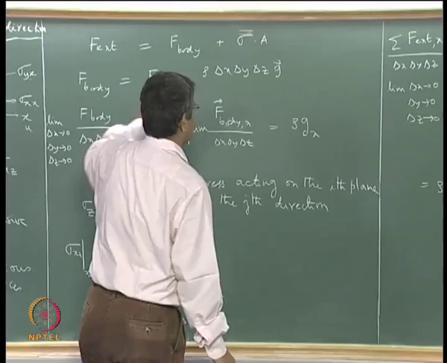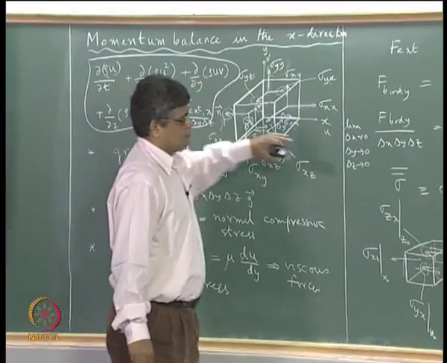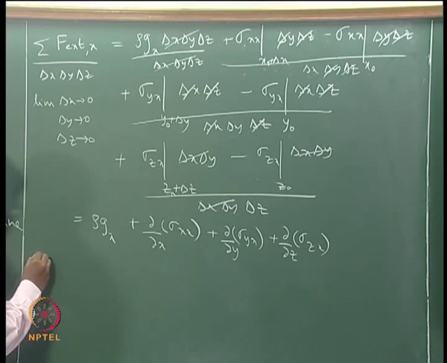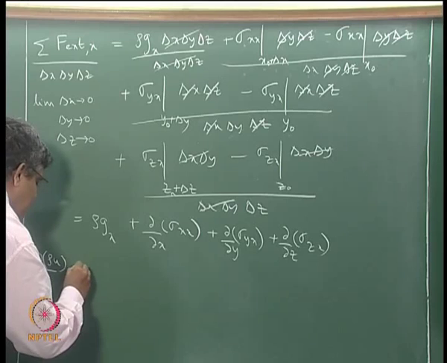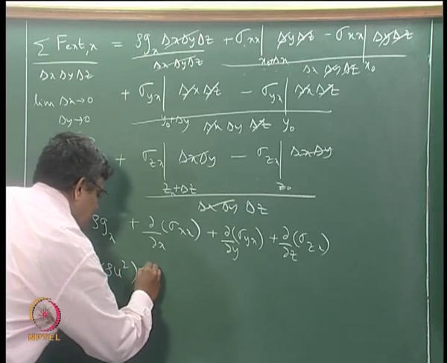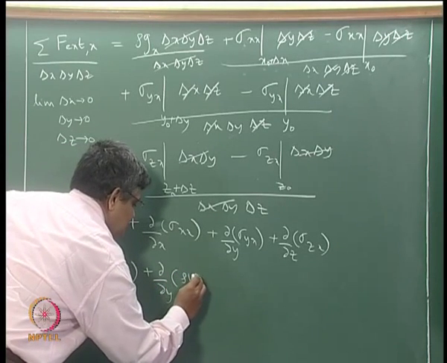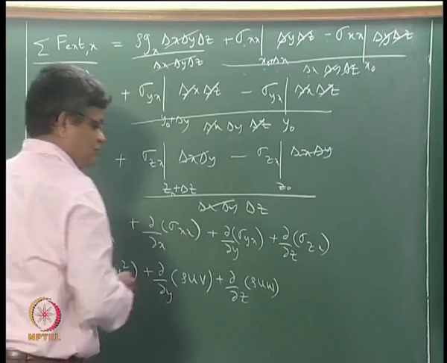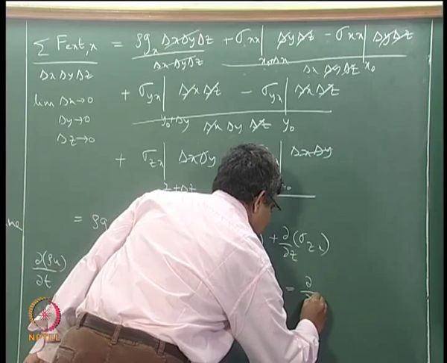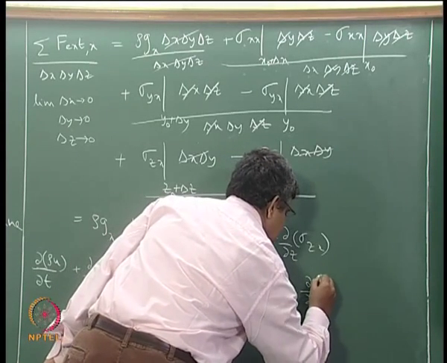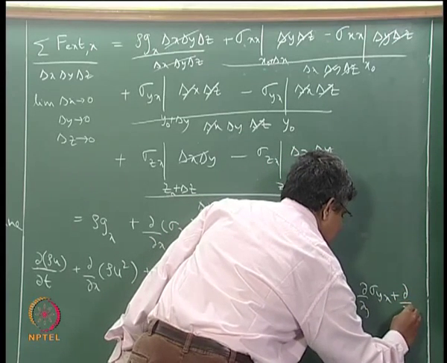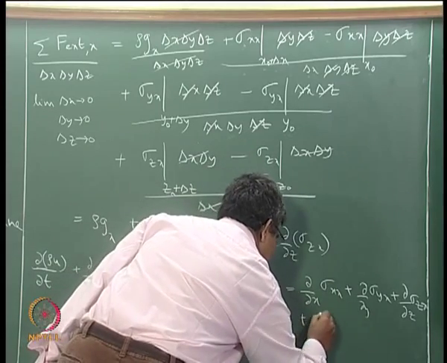So the right hand side term in the momentum balance equation can now be written like this, equal to what we have on the left hand side, so that we can write down the complete momentum balance in the x direction as d by dt of rho u plus d by dx of rho u square plus d by dy of rho u v plus d by dz of rho u w equal to d by dx of sigma xx plus d by dy of sigma yx plus d by dz of sigma zx plus rho gx.